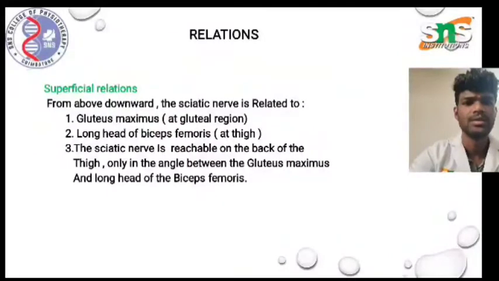Relations. Superficial relations. From above downward, the sciatic nerve is related to gluteus maximus at the gluteal region, long head of biceps femoris at the thigh. Sciatic nerve is reachable on the back of the thigh only in the angle between gluteus maximus and long head of the biceps femoris.